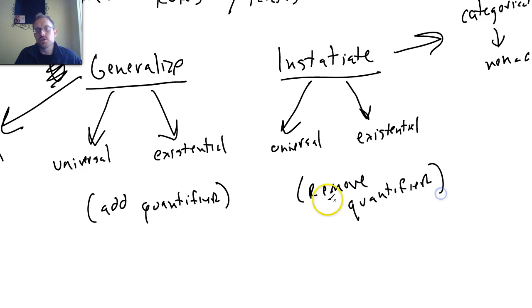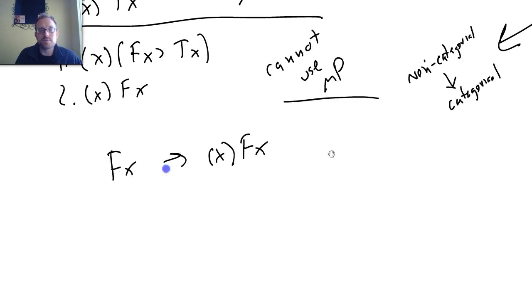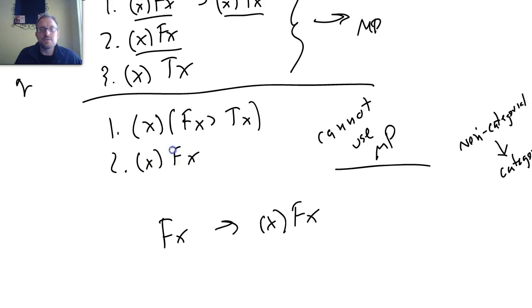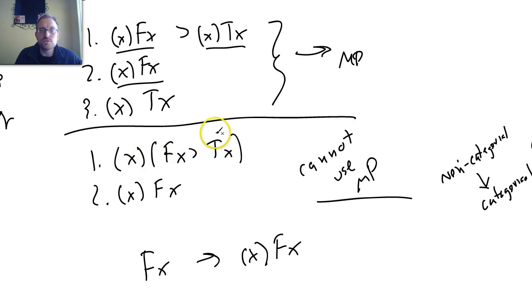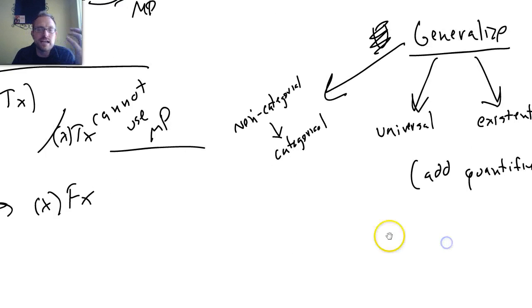Right? So you can see here, for instance, in this problem, I actually need to remove this quantifier. I actually need to remove both of these quantifiers in order to solve the problem. And if I wanted to get ∀x tx, I would then have to add the quantifier on the back end. If my conclusion was supposed to be ∀x tx, I need to first instantiate and then generalize back to this. And you're going to get a handle on this as we go through this.